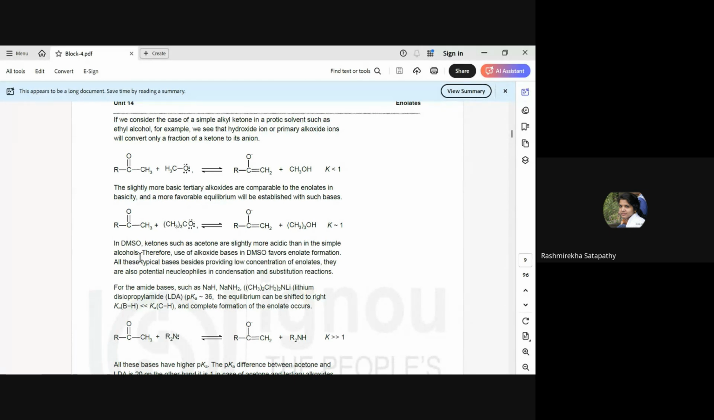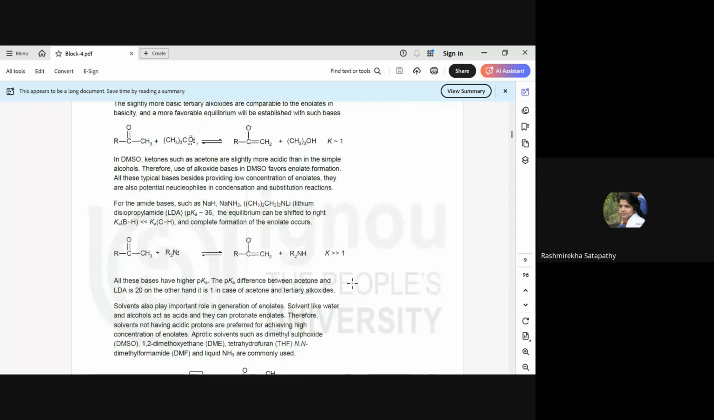In DMSO, ketones such as acetone are slightly more acidic than in a simple alcohol. The alkoxide in DMSO favors enolate formation. All these types of bases, besides providing a lower concentration of the enolate, are also potential nucleophiles in condensation and substitution reactions.